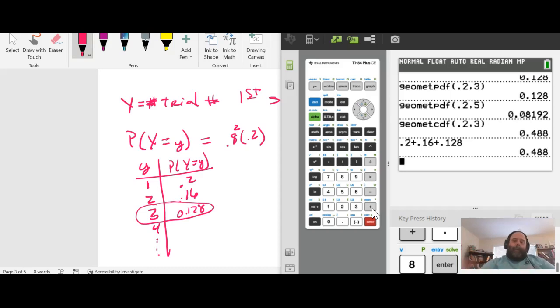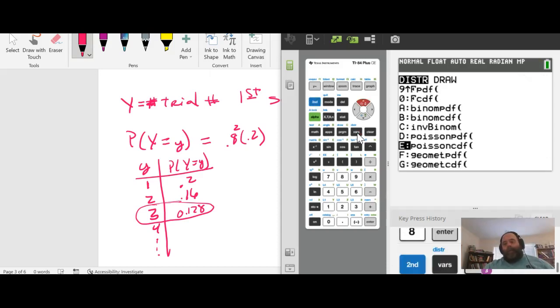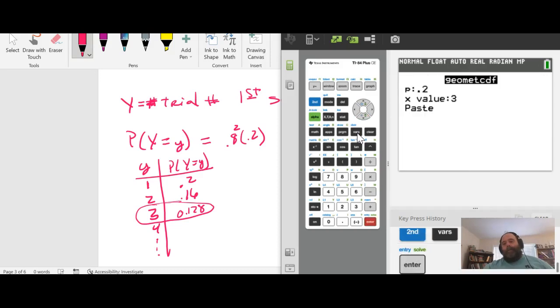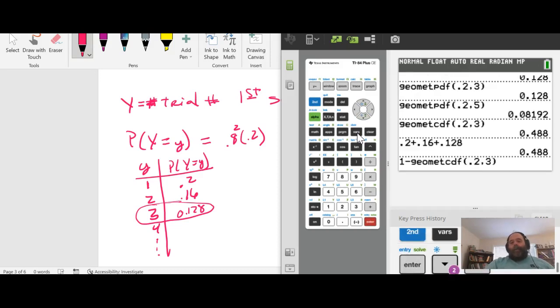But what if I want to know the probability that it's going to take me more than 3 trials? That's when you use the idea of complements. You go 1 minus the geometric CDF for getting it within the first 3. This returns the probability that it's going to take me more than 3 trials, and that's 0.512. So this is why the geometric CDF matters.